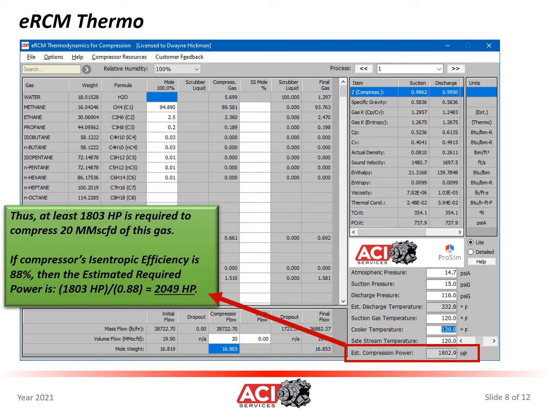To estimate the power required for compression, enter a compressor flow value in the lower middle of the form. The minimum amount of power required based on enthalpy at suction and discharge will show in the lower right of the form. Divide this value by the compressor's isentropic efficiency to obtain a more realistic power required to compress the specified volume of gas for that specific compressor.